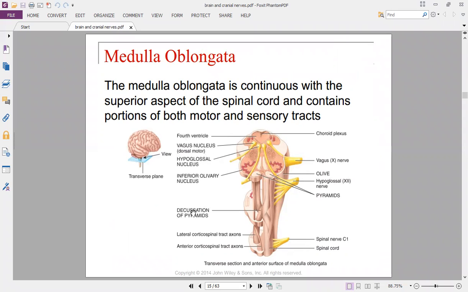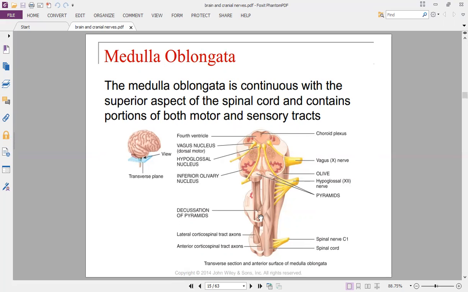There is a region called the decussation of pyramids, where the fibers from the right side of the brain end up in the left part of the body, and the fibers coming from the left side of the brain roll over and go to the right part of the body. So you might have heard that the right side of the brain controls the left side of the body, and the left side of the brain controls the right side of the body. That is because of the decussation of pyramids.